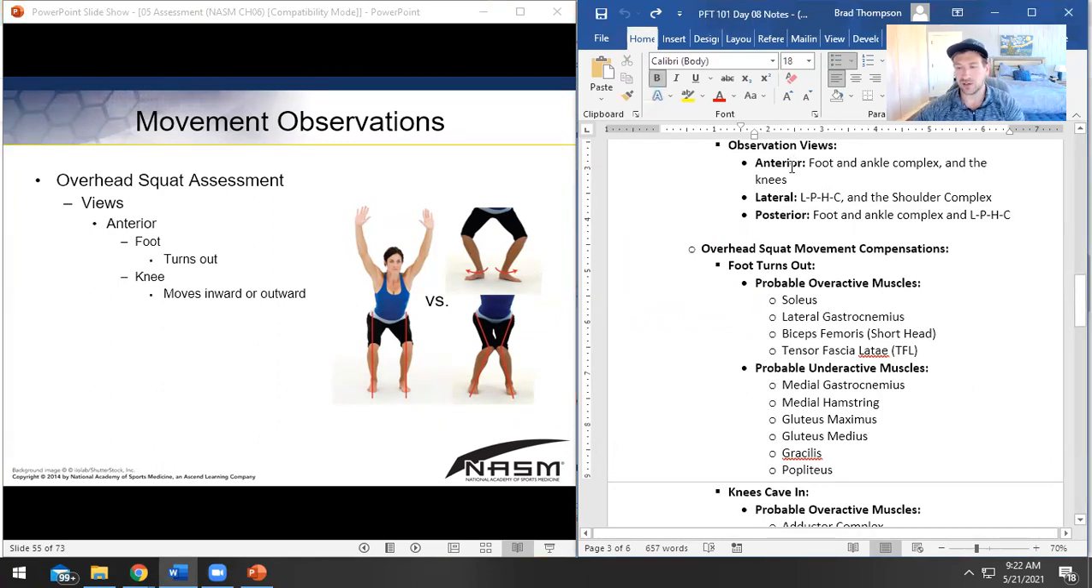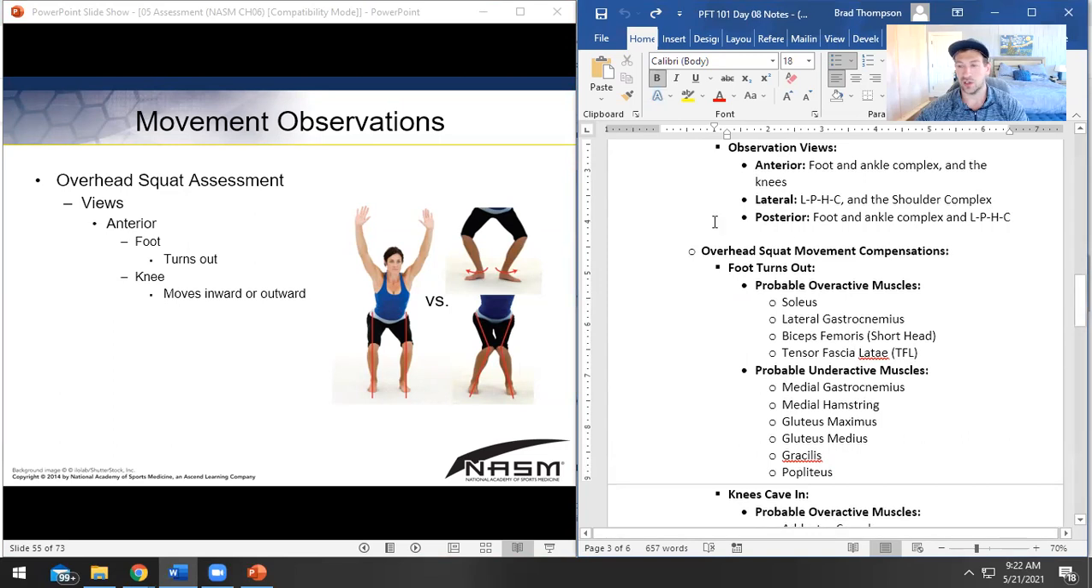If we're looking at the anterior view, what you're going to pay attention to is the foot and ankle complex, and you're going to look at the knee complex. From the side view, you're going to look at the lumbopelvic hip complex and the shoulders. And from the posterior view, you're also going to look at the ankles, and the lumbopelvic hip complex to see if there are any asymmetric shifts.